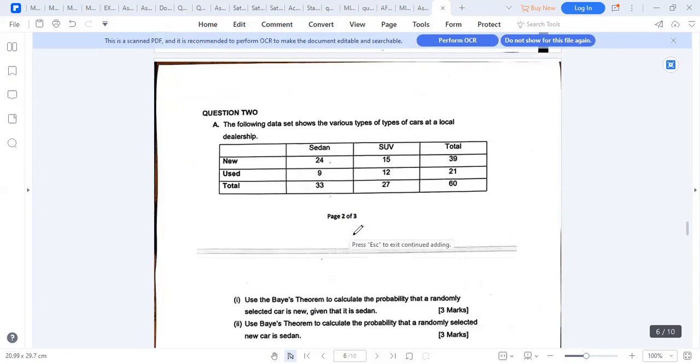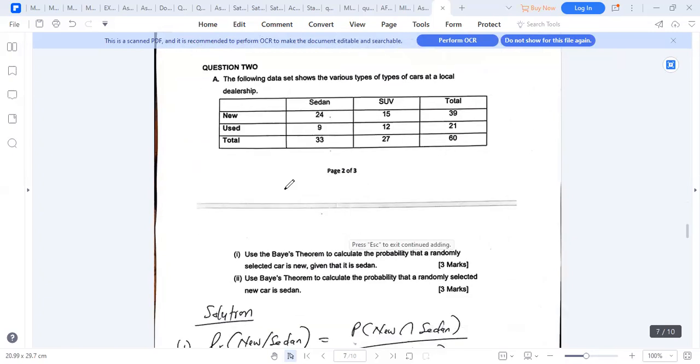Okay. All right. Then if you're using conditional probability, given a question like this.